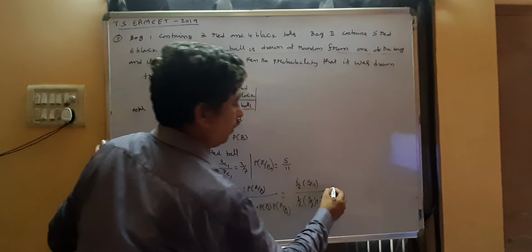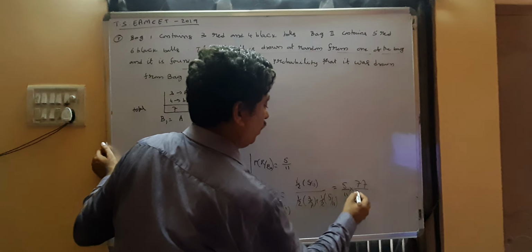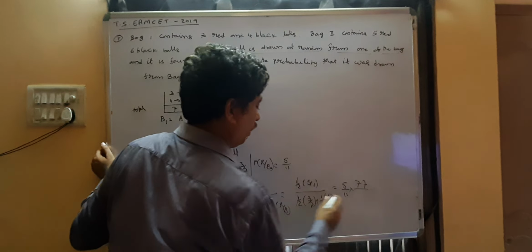5 by 11, over 77: 11 times 3 is 33, 7 times 5 is 35. 33 plus 35 is 68. So 5 by 11, and 11 times 7 cancels, giving 35 by 68 as the answer. Copy that problem.